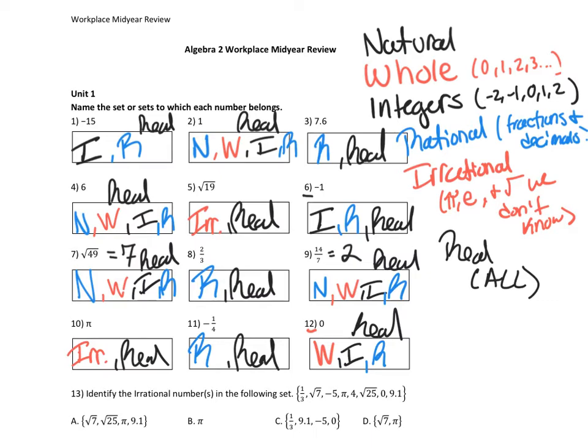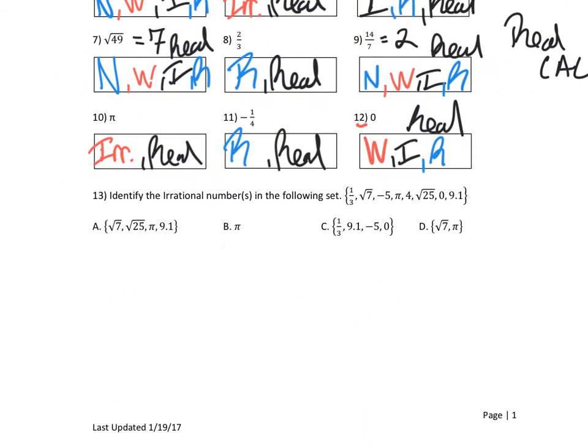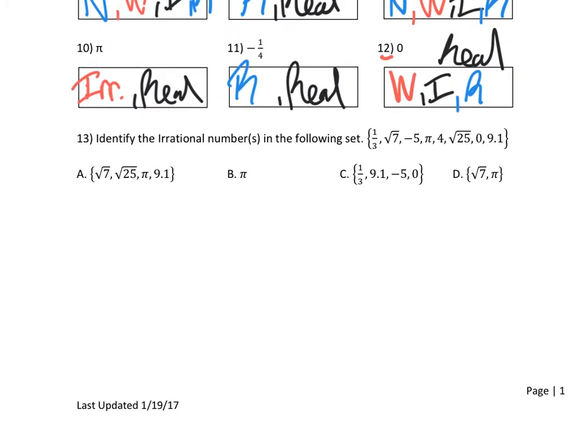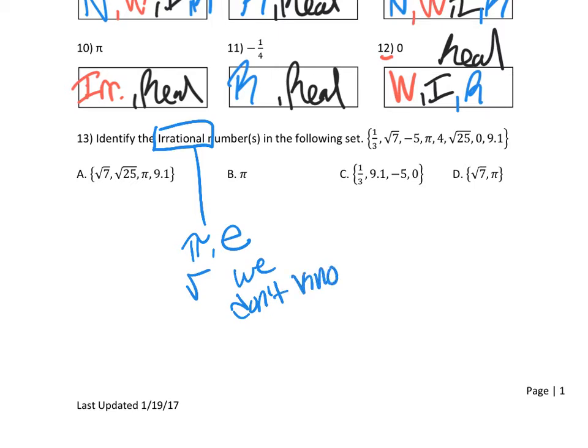All right. So number 13 now, we're given a list, a set of numbers, and we need to identify which ones are irrational. So again, remember, irrational are numbers like pi and e, and square roots we don't know. So if we look at our options here, square root of 7, that's a square root we don't know, so that's good. Square root of 25, though, that is a nice number. Square root of 25 is 5, which is a rational number, not irrational, so A cannot be it. B just says pi. Pi is irrational, so maybe it could be B, but there might be something else we need to include. So we'll come back to that.